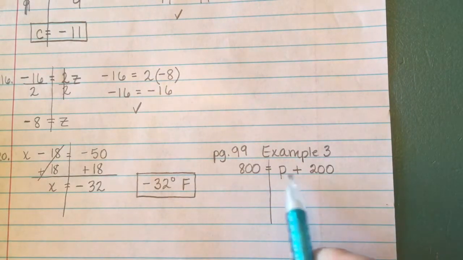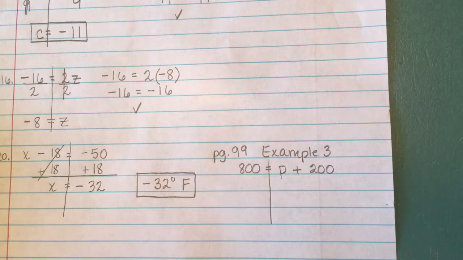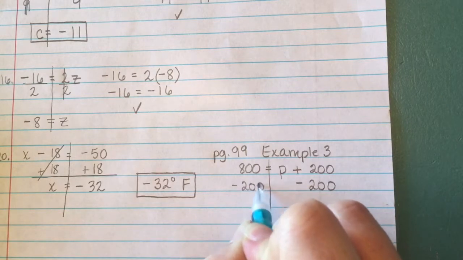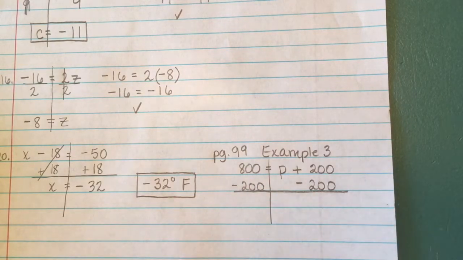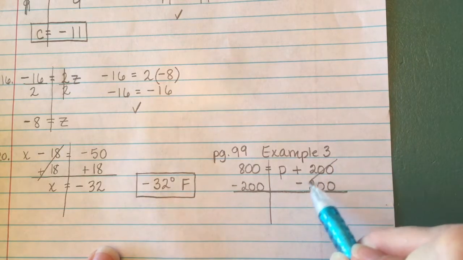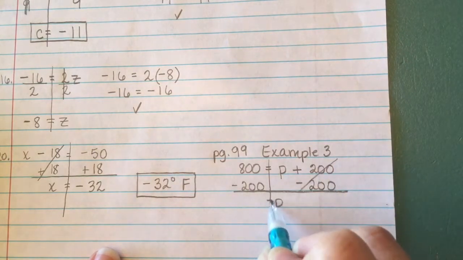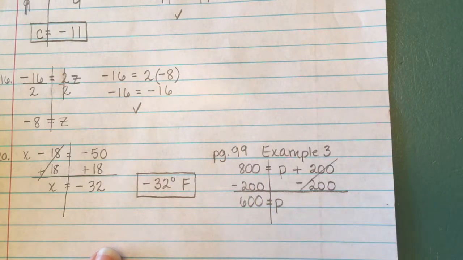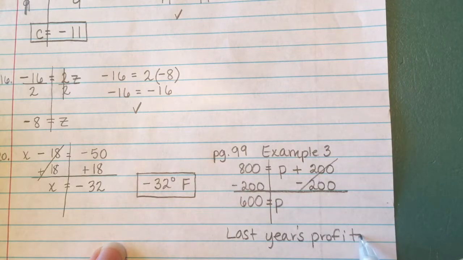There's the two sides, P plus 200. The opposite of adding 200 is subtracting 200. If we do it to one side, we must do it to the other. 200 minus 200 gives me 0, leaving me with a P on the right-hand side. 800 minus 200 is 600. So now we know that last year's profit was 600 million.